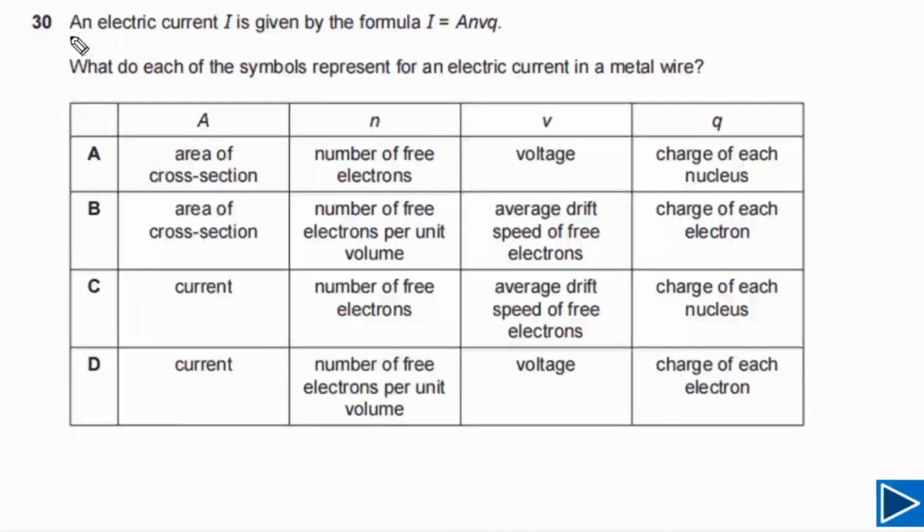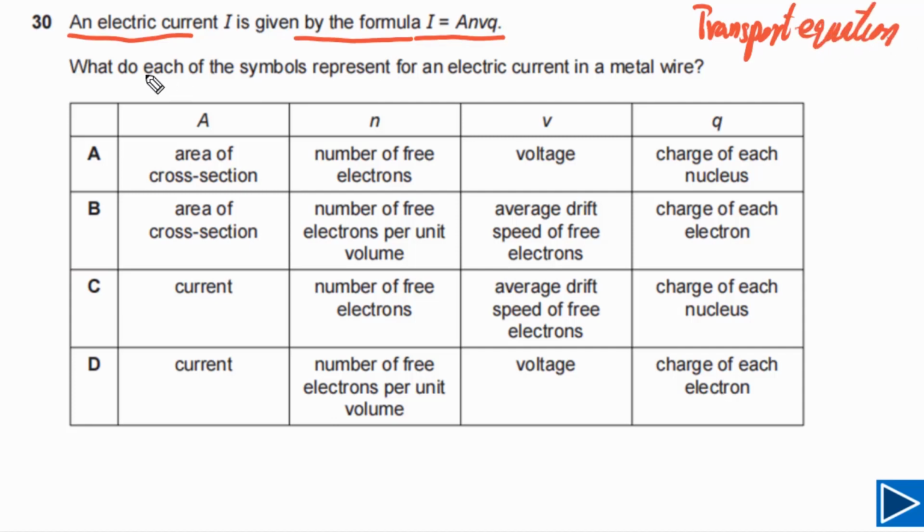For our next question, it is given to us an electric current I is given by the formula I is equal to A N V Q. Actually, this is transport equation. So let me write down the name of this formula. We call this one transport equation. Now question is asking us, what do each of the symbols represent for an electric current in a metal wire? Simply is asking you, what is A? A is the cross-sectional area. So A is cross-sectional area of the wire.